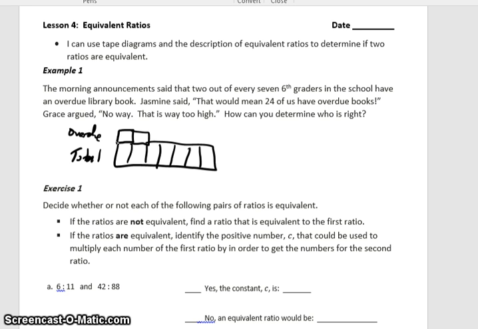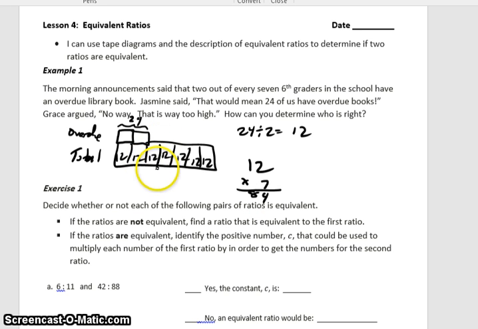So if 24 of us have overdue books, now we can figure out how much each of these blocks is worth. If it's a total of 24 and I have 2 blocks, 24 divided by 2 gives me 12. That means each block is worth 12. I don't want to do all this addition over and over again, so what type of problem do I have here? We've got a multiplication problem. There are 7 blocks times 12. I multiply that together, I get 84.